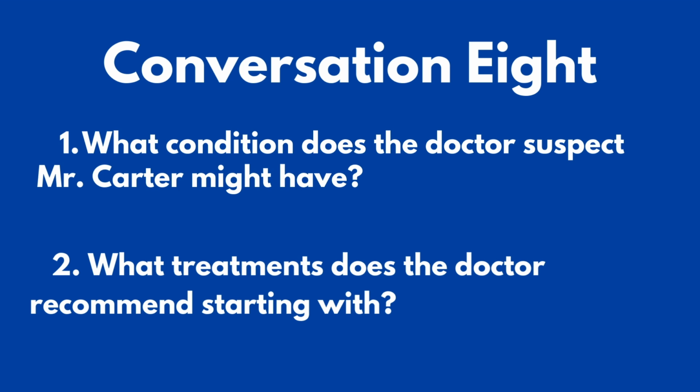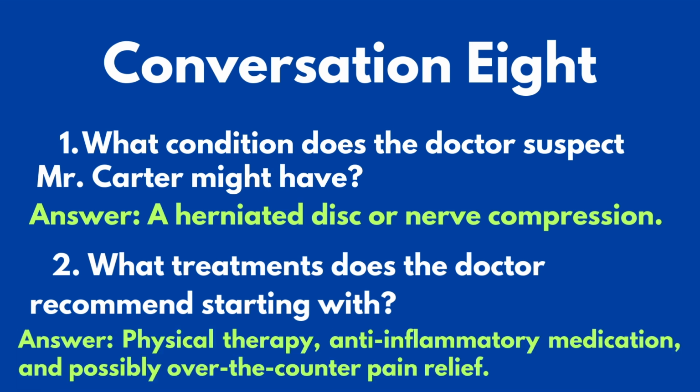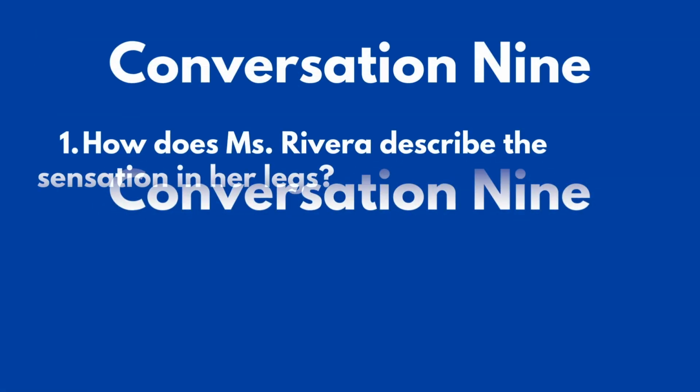Let's check out the answers to our questions for Conversation 8. Question 1. What condition does the doctor suspect Mr. Carter might have? The answer is a herniated disc or nerve compression. Question 2. What treatments does the doctor recommend starting with? The answer is physical therapy, anti-inflammatory medication, and possibly over-the-counter pain relief. It's time for Conversation 9.